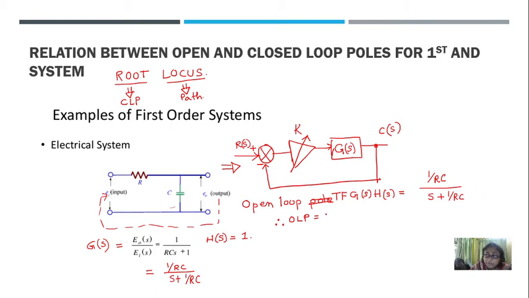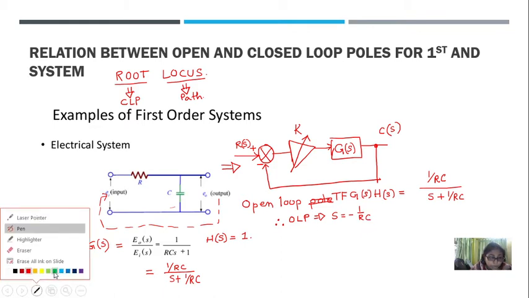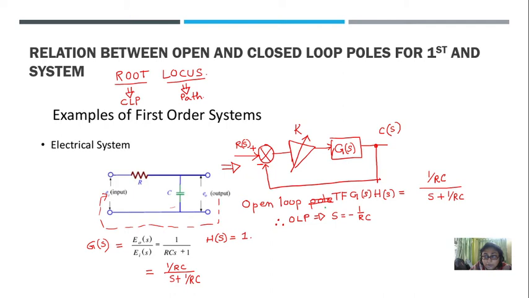So this will be actually s equal to minus 1/RC. So this is the open loop pole of this system. Now let us talk about the closed loop poles.